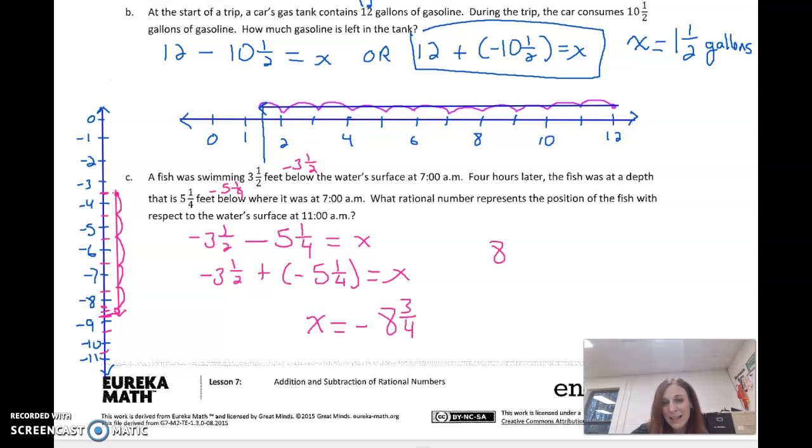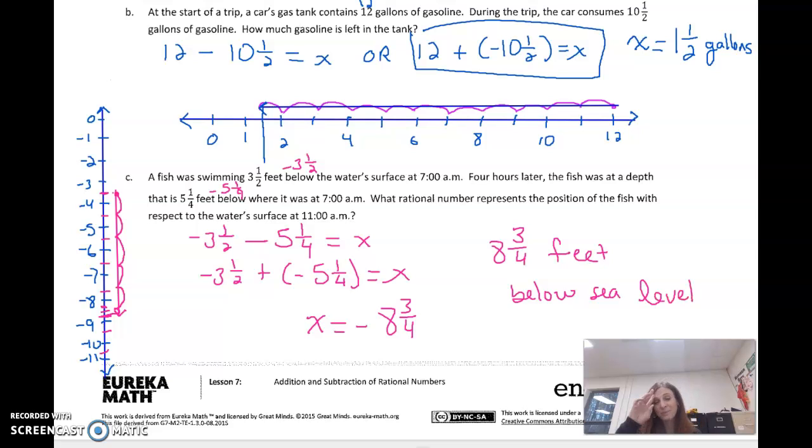So what does that mean? Well, it means 8 3/4 feet below sea level is where the fish ends up. I really wish I could find an undo button on here.